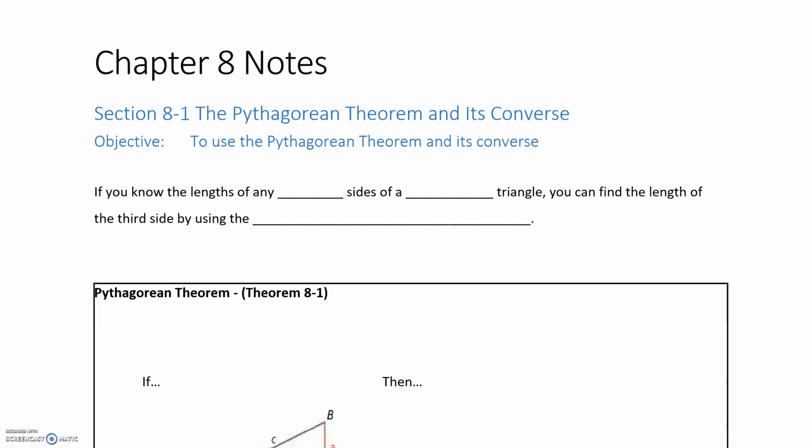Okay, so today we're going to start our Chapter 8 notes, and our first section in Chapter 8 is all about the Pythagorean theorem. So if we know the lengths of any two sides of a right triangle, we can find the length of the third side by using the Pythagorean theorem. You might have heard of this before. If you haven't, that's okay.